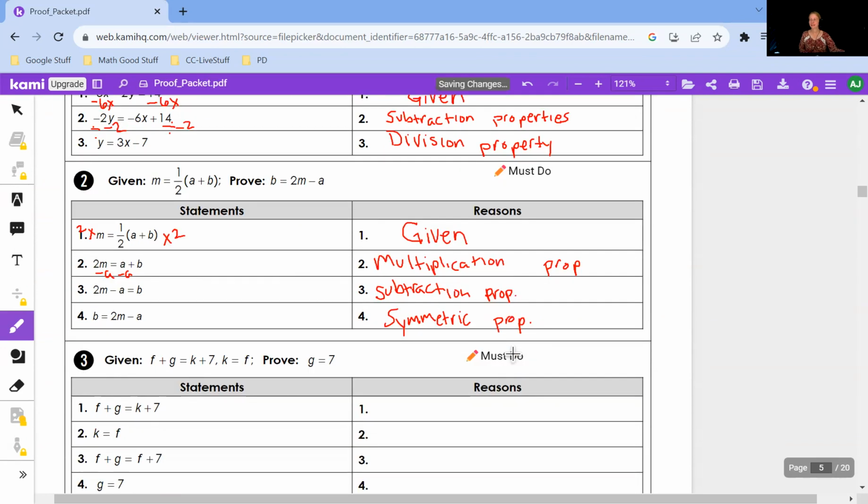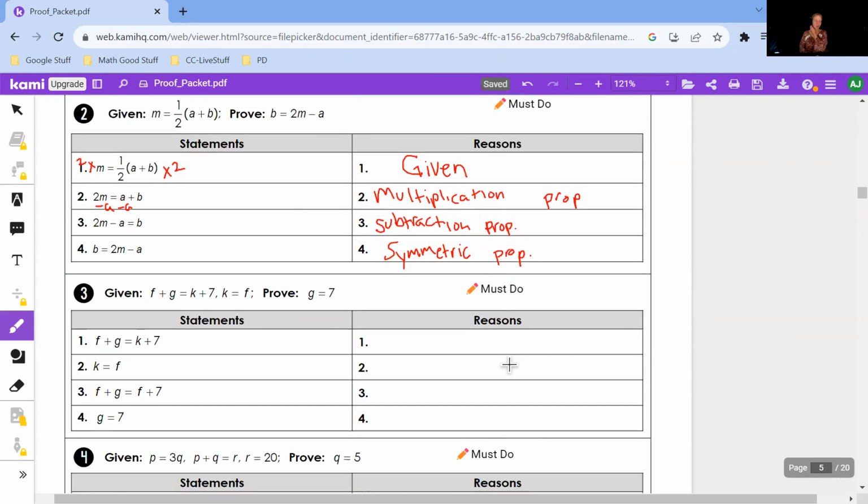All right. And this is the example I really want to make sure I show you. Is f plus g equals k plus 7. And we have a comma there, says k equals f. Prove that g equals 7. So this is a little different because we have this comma here. We actually have 2 lines of things that are given to us. So we're going to write given 2 times.